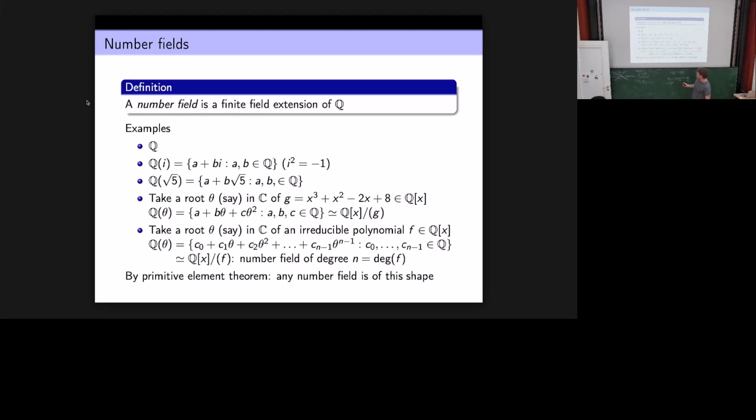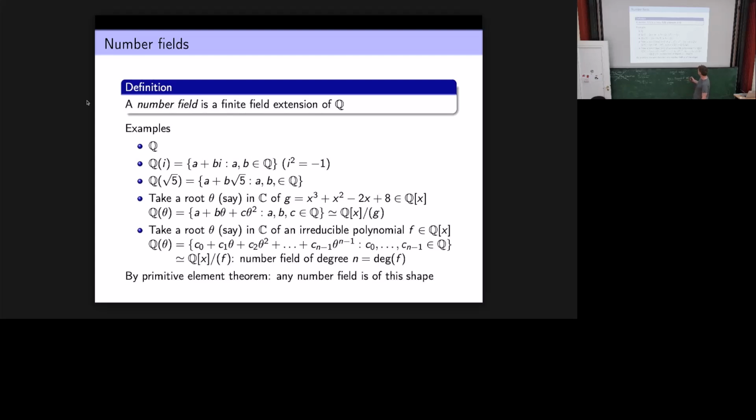Then we have some examples of degree 2 number fields that we already saw. Q(i), all elements a plus bi, with a and b in Q, where i is the square root of -1. Q(√5), all elements of the form a plus b√5, with coefficients a and b in Q. But then you can go higher. Take a cubic polynomial; this is an irreducible polynomial over Q. I take any root. Actually, you don't really have to compute a root, but for the sake of concreteness, let's say we take a root in the complex numbers. And then we look at all linear combinations of 1, theta, theta squared, where the coefficients are rational numbers. And that's a number field of degree 3.